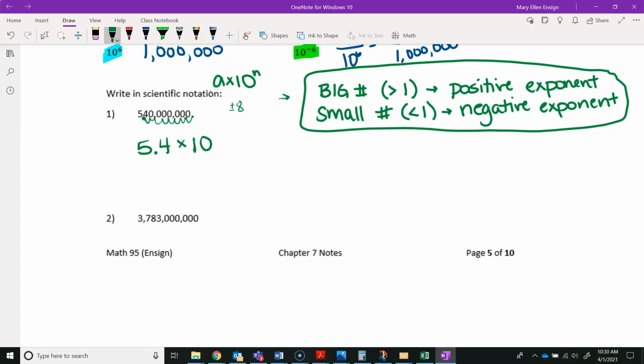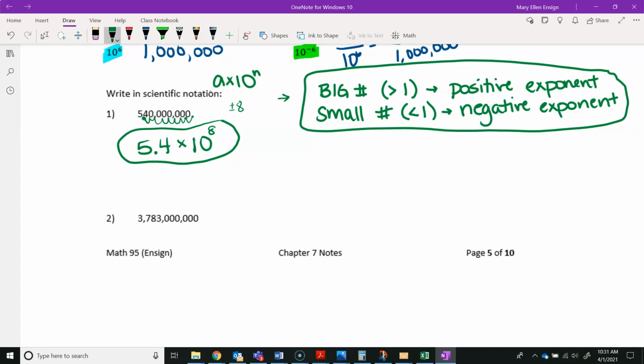And that's where this rule comes in. My original number was big. It was bigger than 1. As a matter of fact, it was 540 million. That's definitely bigger than 1. That tells me that I need a positive exponent here. Okay, so let's think about why that is. That's because 10 to the 8th is going to be 100 million. So 5 times 100 million is 500 million, right? If I had a negative 8 here, I would want 1/100 millionth of 5. That's going to be a little teeny tiny part.